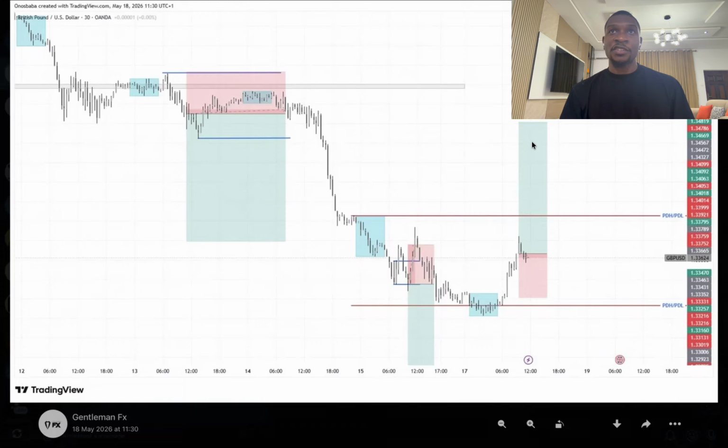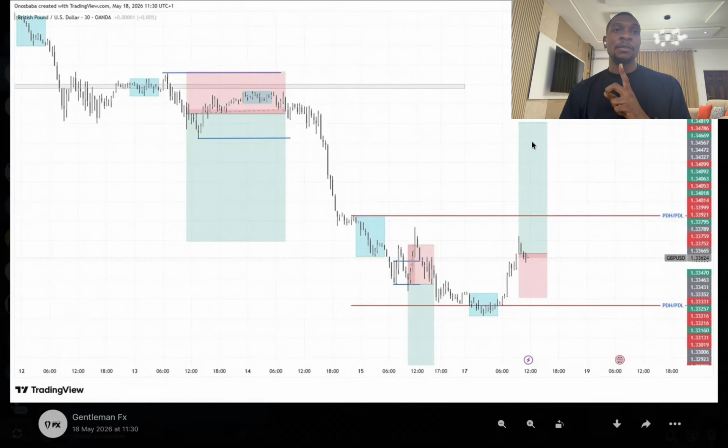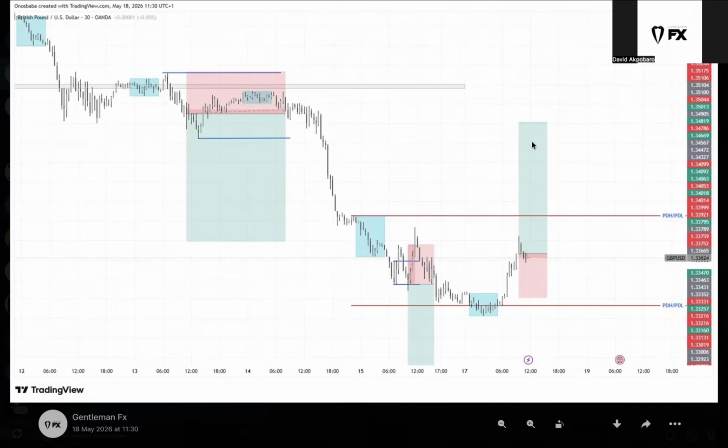So, first thing first, you want to be targeting at least a 2 or 3 R. That's one. You want to be having a positive risk to reward, okay? A positive risk to reward. If you're risking $100, you should be targeting at least $200 or $300, right? I risked $150 in my small accounts to make $450, right?